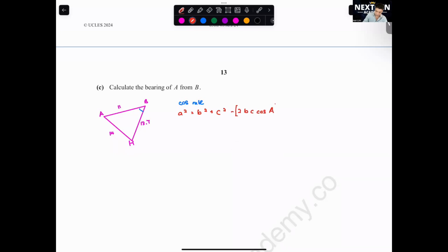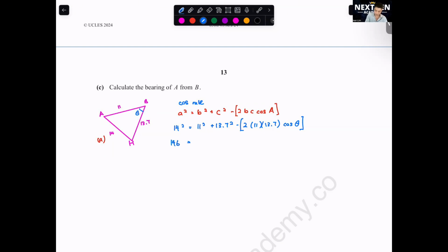I want you all to do this also: always bracket this part here. This will be your A value. So here, 14 square equals 11 square plus 13.7 square minus 2 times 11 times 13.7 cos theta. Let's put this as theta, or you can put it as cos A also. Close this bracket. I want you all to type this in one by one.